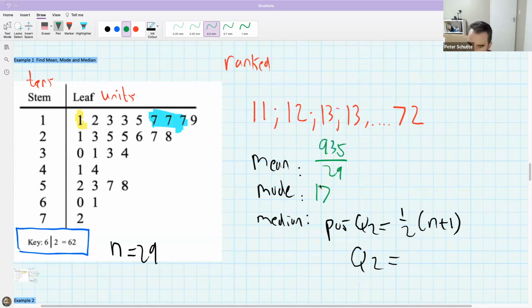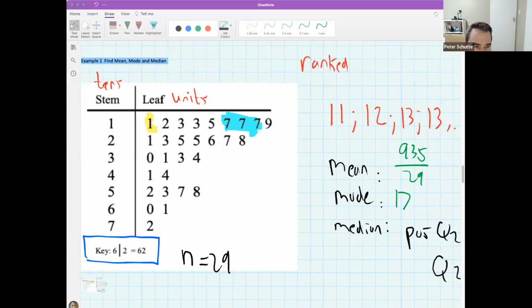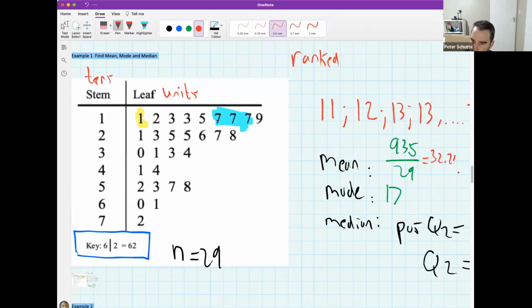So 935, and then I guess we have to divide by 29. So that is going to be 935 divided by 17. Ooh, not 17, I lie. I'm just making things up now. 935 divided by 29, and we have 32.24 as my mean. Okay, so 32.24. And what about my median?